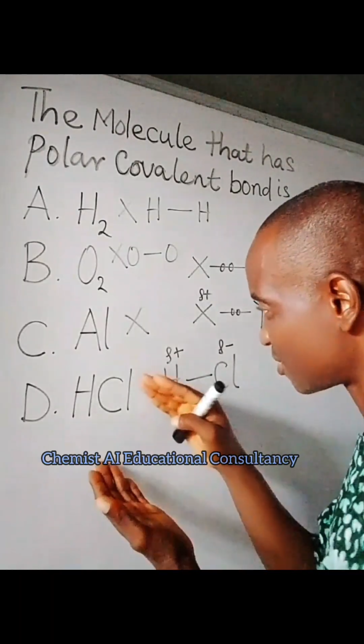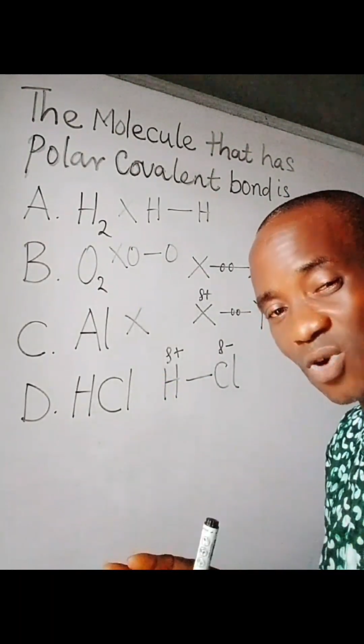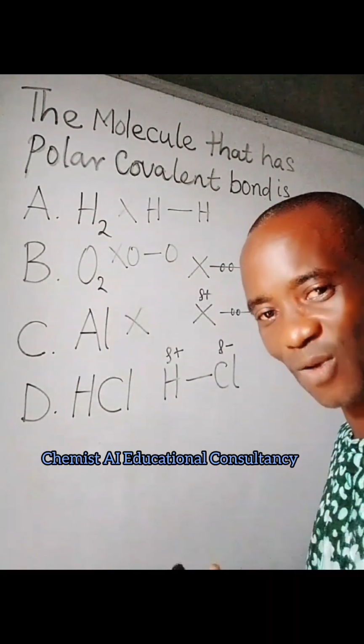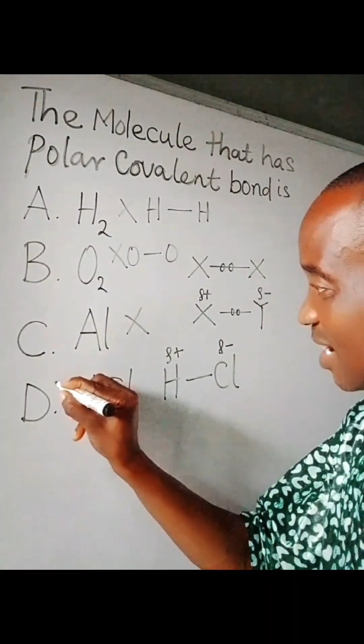And this is the reason hydrogen chloride dissolves in water, because water is polar and polar dissolves polar and non-polar dissolves non-polar. Therefore, our answer is D.